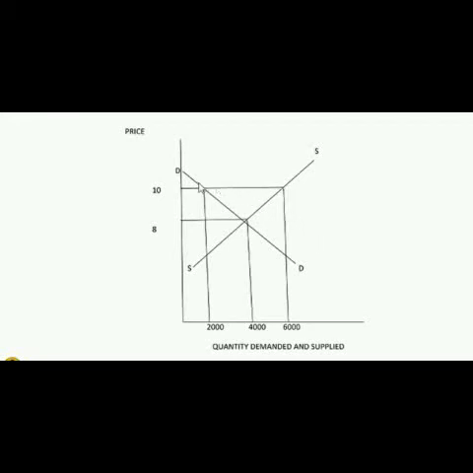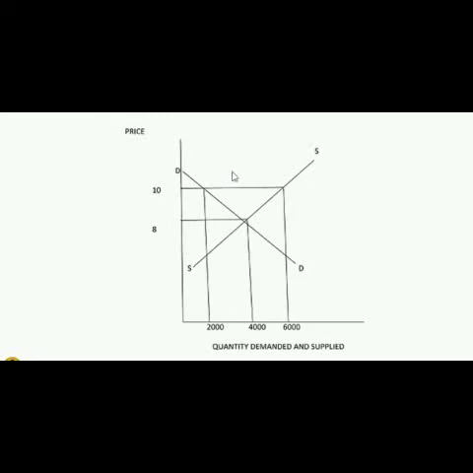So look at this. This gap is the surplus amount. So how do you calculate this surplus amount? The supply is 6,000 and the demand is 2,000, right? So they are producing 6,000 but they have sold only 2,000. So 6,000 minus 2,000 will tell you the surplus amount. That is 4,000 units of surplus.